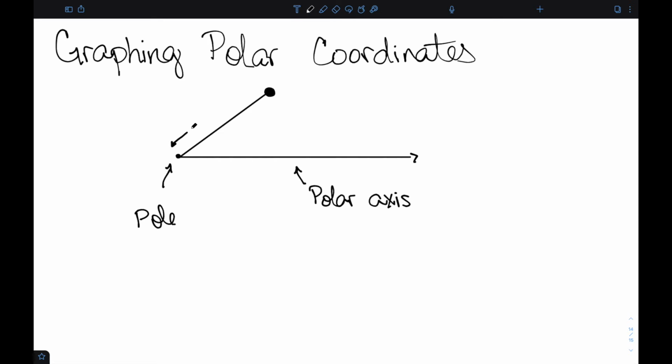This distance here is denoted by r, and this angle is denoted by theta. So this point P is denoted by r comma theta. We denote it by how far out we go and the angle of rotation that we need to look at.